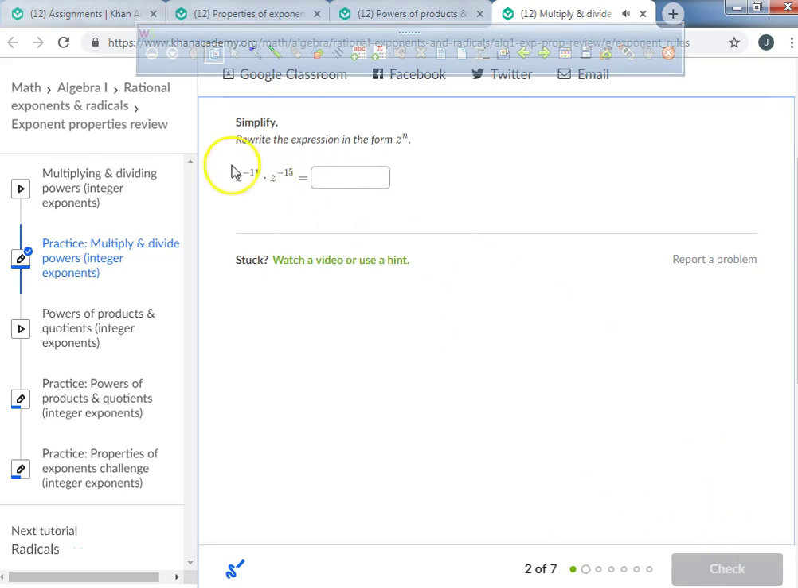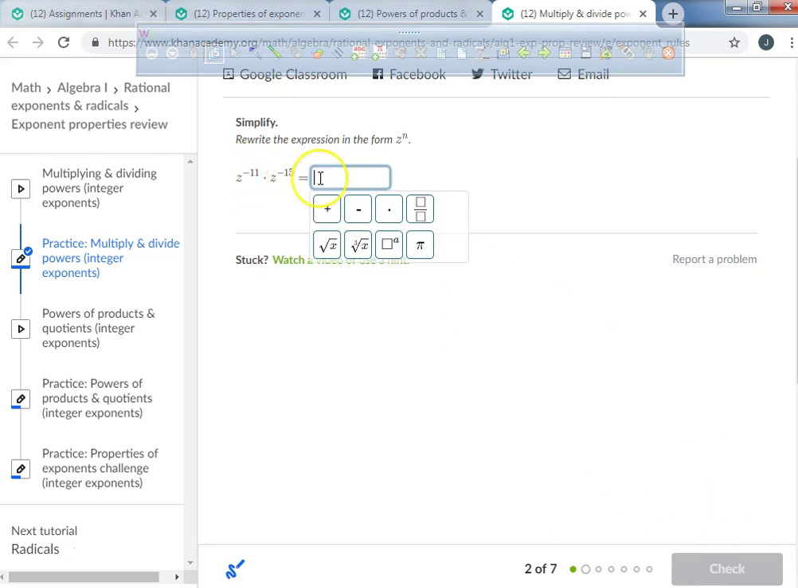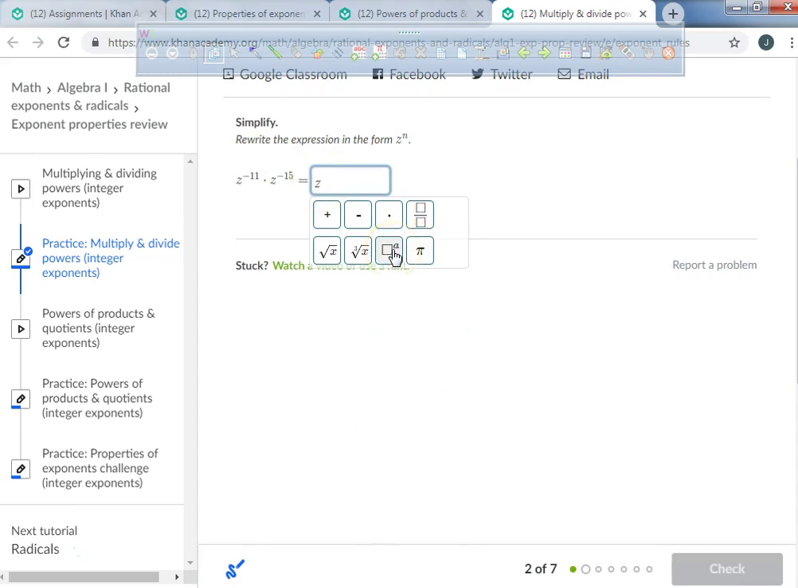Okay, when we add those together, you get negative 11, you get negative 15. Add them together, you get negative 26, which is c to the power of negative 26.